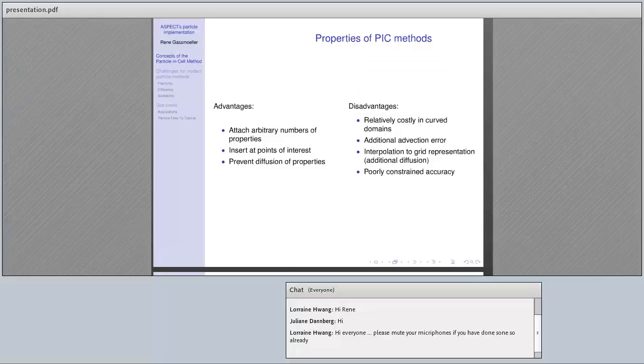Particle and cell methods themselves have certain advantages and certain disadvantages compared to a field-based approach.